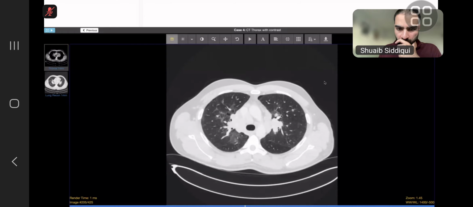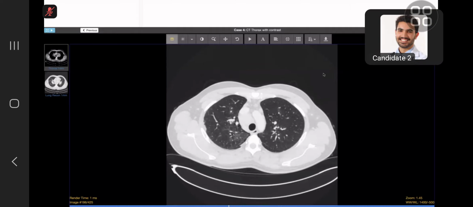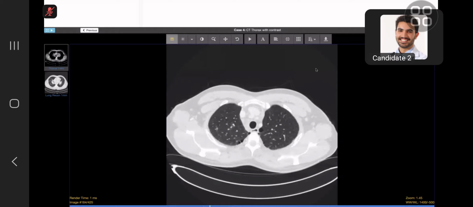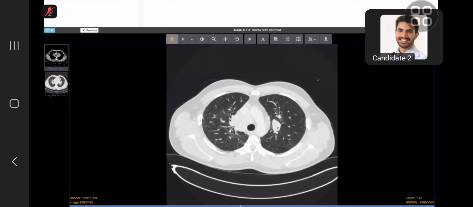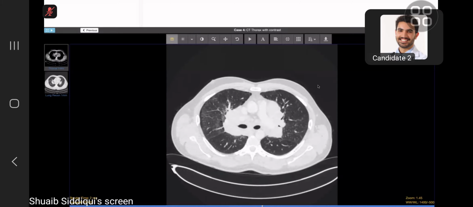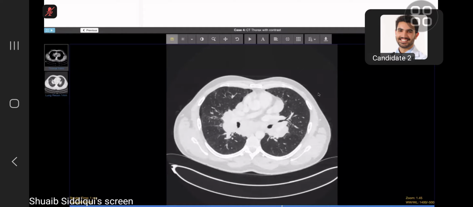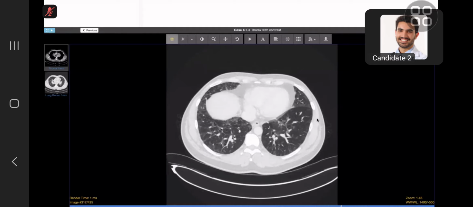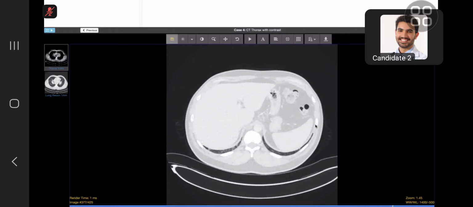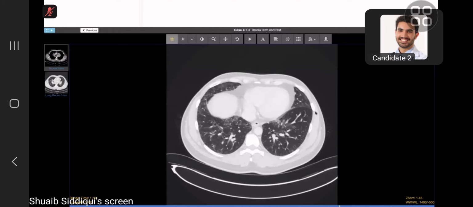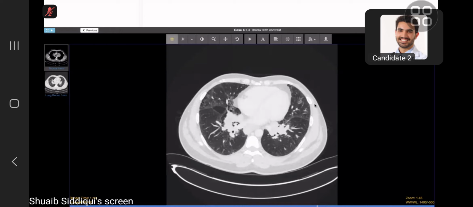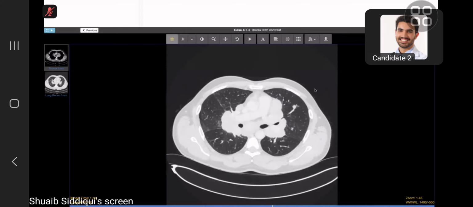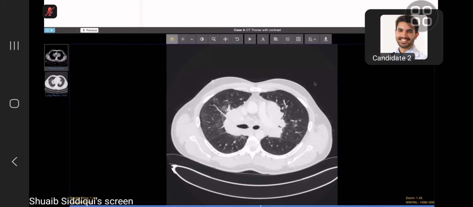Okay, so tell me what's going on. Yes. So multiple paraseptal emphysematous changes, mainly in the lung apices. Also, there are multiple nodules, variable in size. I'm trying to see if there are any other nodules and determine their pattern. Okay, so mainly perilymphatic, I think.